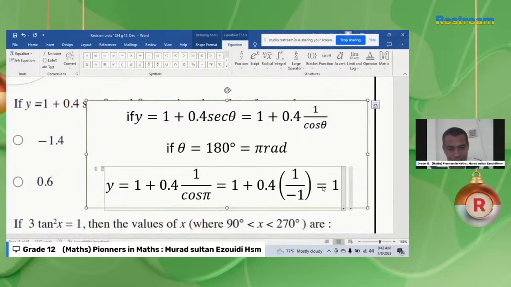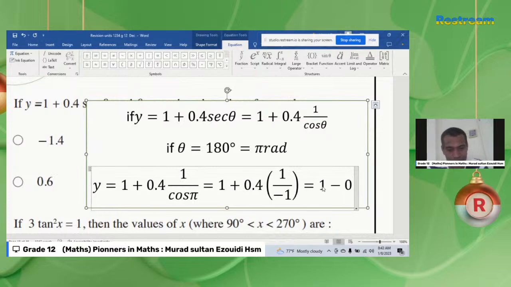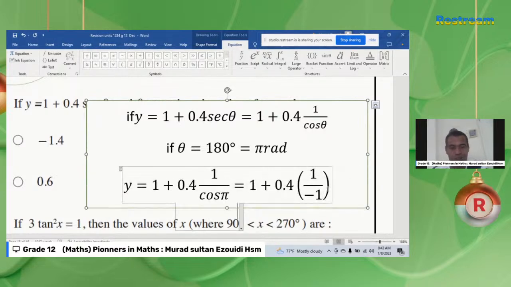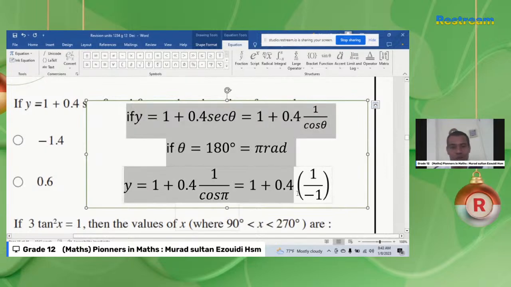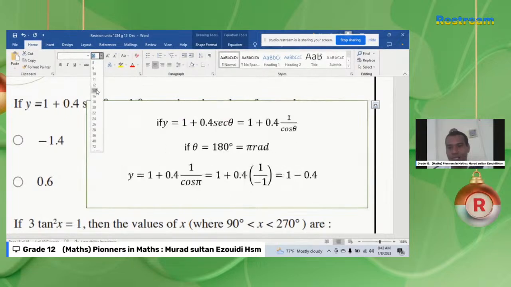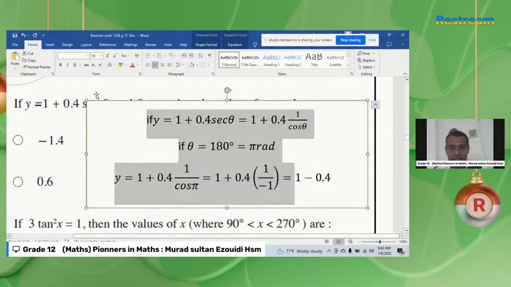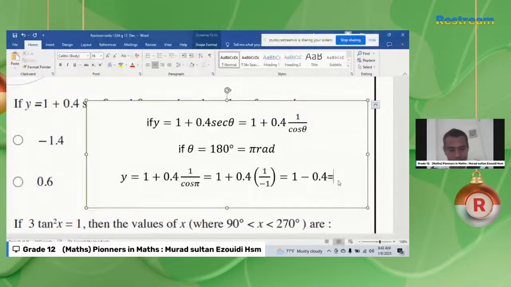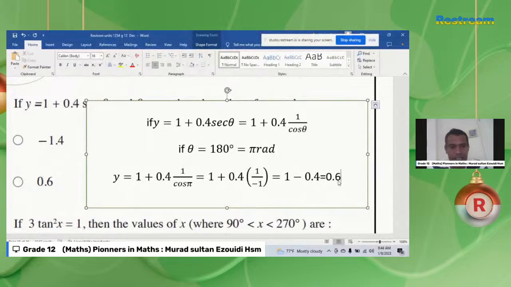I will just write it minus 0.4. Why is it 0.4, learners? Because 1 divided by minus 1 is minus 1, multiplied by 0.4 gives exactly minus 0.4. Then this one should be subtracted from 1. So this one, learners, is equal to 0.6.